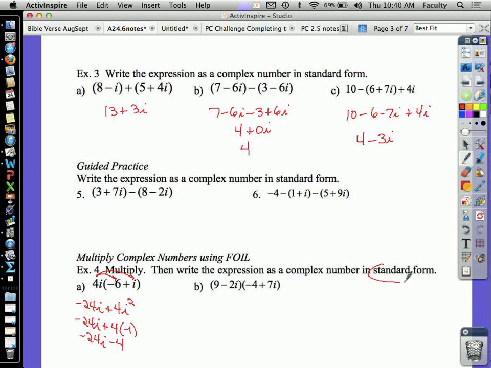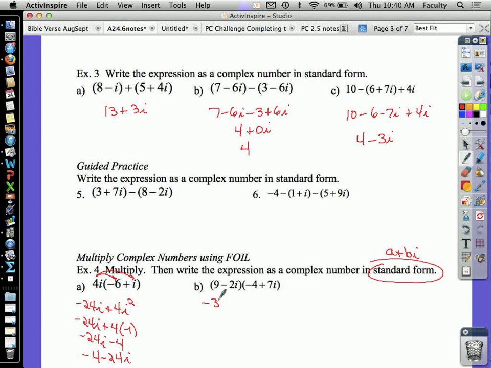However, it says write it in standard form. Standard form is a plus bi. So I'm going to switch the order and make it minus 4 minus 24i. You always write the real part and then the imaginary part. Okay? Now, in letter B, we're going to FOIL.